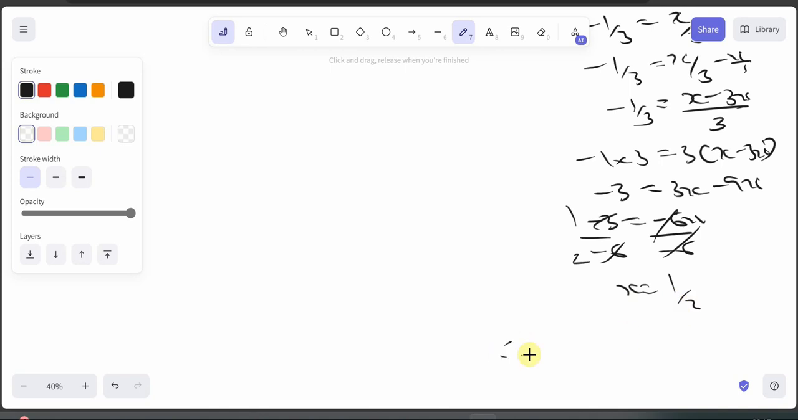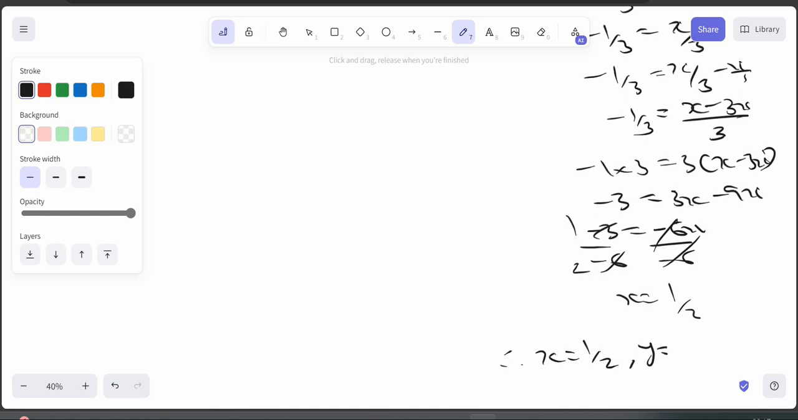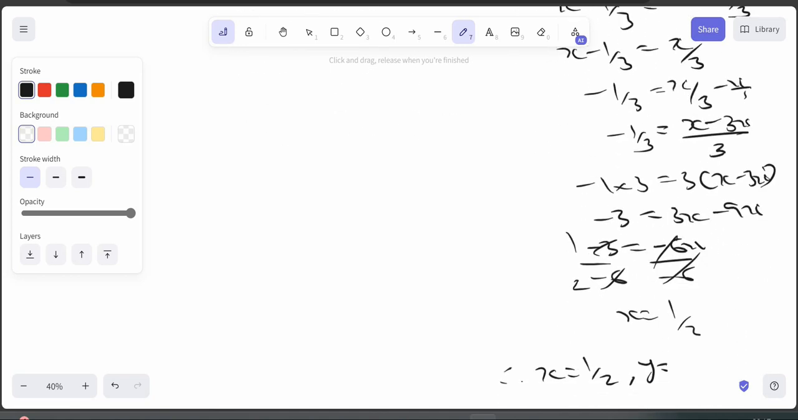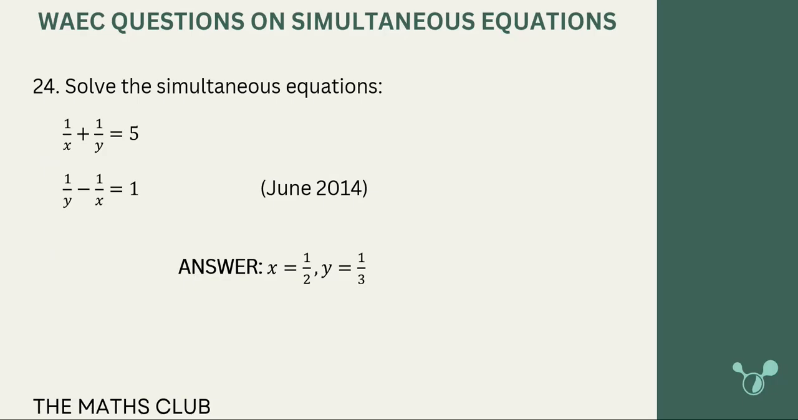So therefore, our x is equal to 1 over 2. And then our y is 1 over 3. So this is the solution to this particular question. Let's see if we're correct. Great. So our x is 1 over 2 and then our y is 1 over 3.